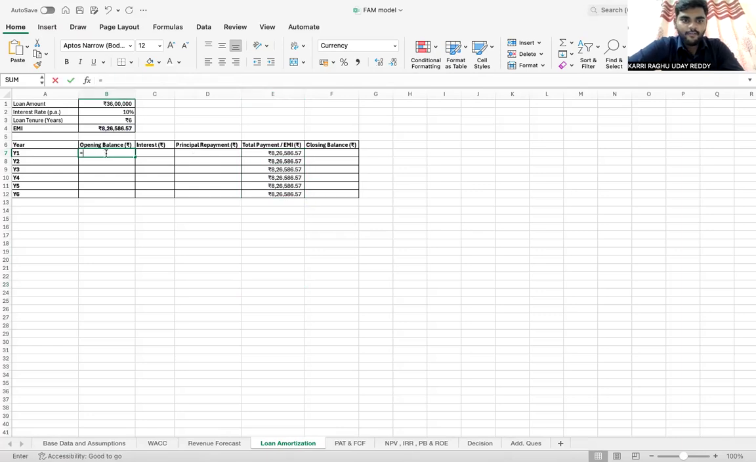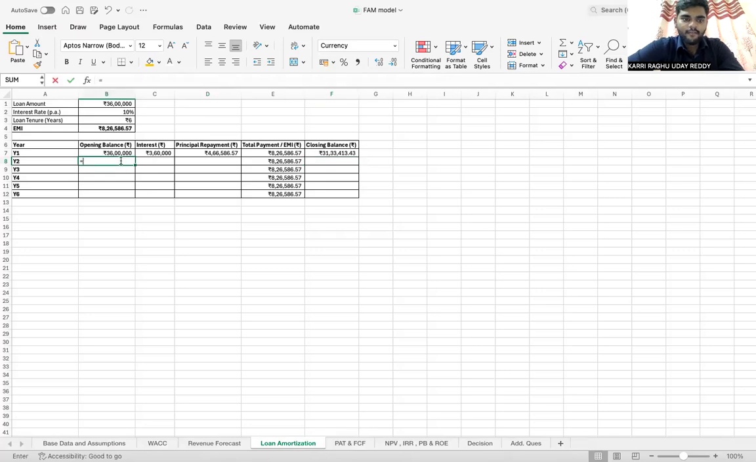And the opening balance will be the loan amount, the starting amount 36 lakh. Interest will be 36 lakhs into this 10%. And I'm fixing this value as well. So I'm getting 3 lakh 60,000 interest. And the principal amount will be total payment minus interest amount. It comes to 4 lakh 66,586. And the closing balance will be opening balance minus principal repayment. It comes to 31 lakh 33,413.